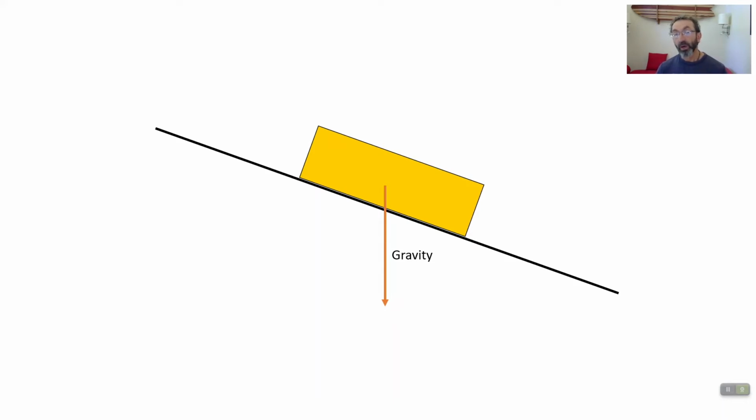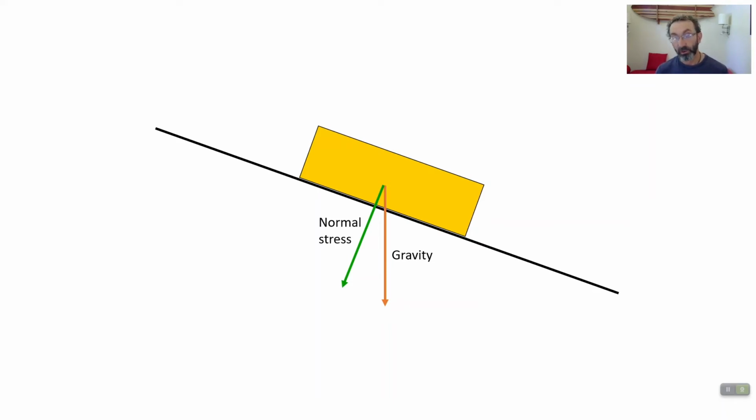Now gravity can be broken up into two components. And so the way you want to think about this is in terms of arrows. Technically, we would call these vectors, but as you'll see, we'll just refer to them as arrows. So the gravity vector or the gravity arrow can be broken up into two smaller arrows. So one arrow is perpendicular to the sliding plane, to the inclined plane.